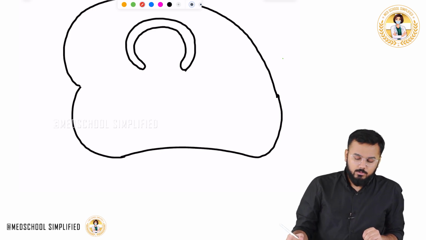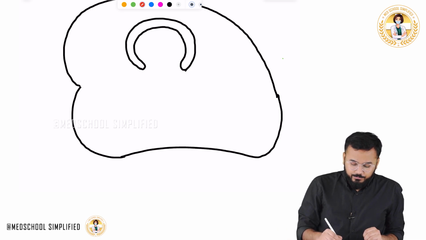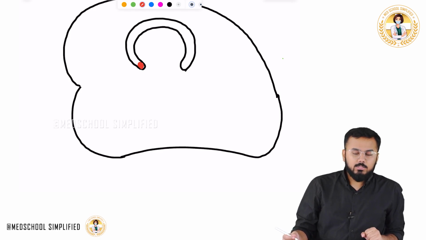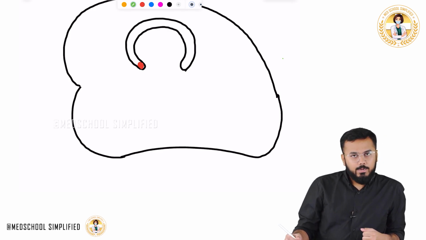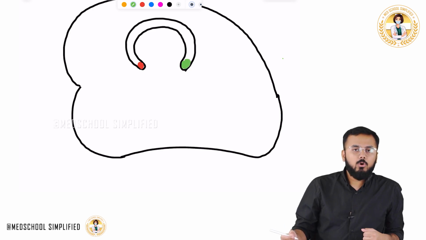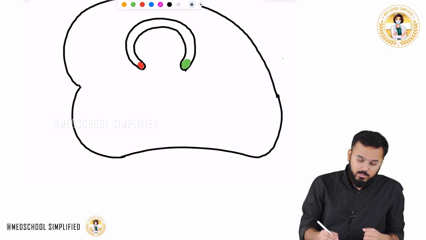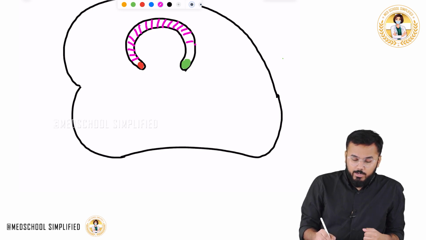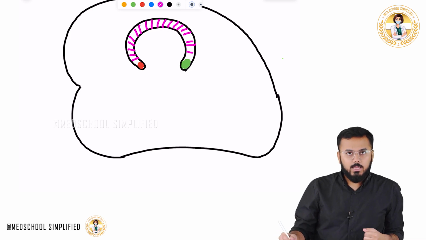In this corpus callosum, there are two important parts. This red colored part which I am drawing right now is called the genu of corpus callosum, GENU. The next important part, this green one, is called the splenium of corpus callosum. Between the genu and splenium, this structure is called the body or the trunk of the corpus callosum.